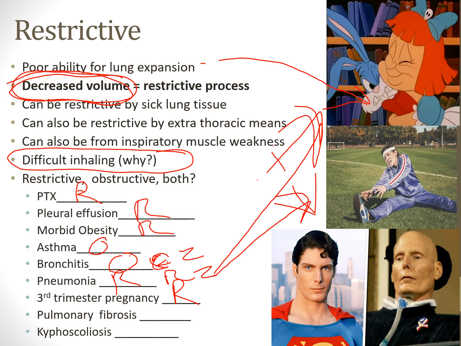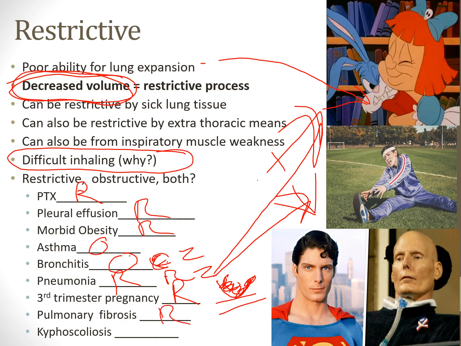What about pulmonary fibrosis, where the tissue of the AC membrane is getting really thick? It's scarring, right? We have a lot of scarring here. So is this going to be a restrictive issue or obstructive issue? Well, it's the respiratory zone issue. So therefore, it's a restrictive issue.